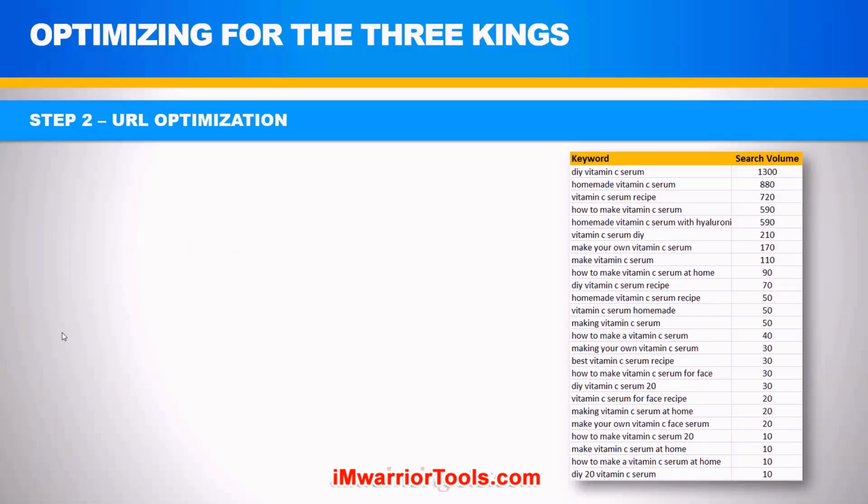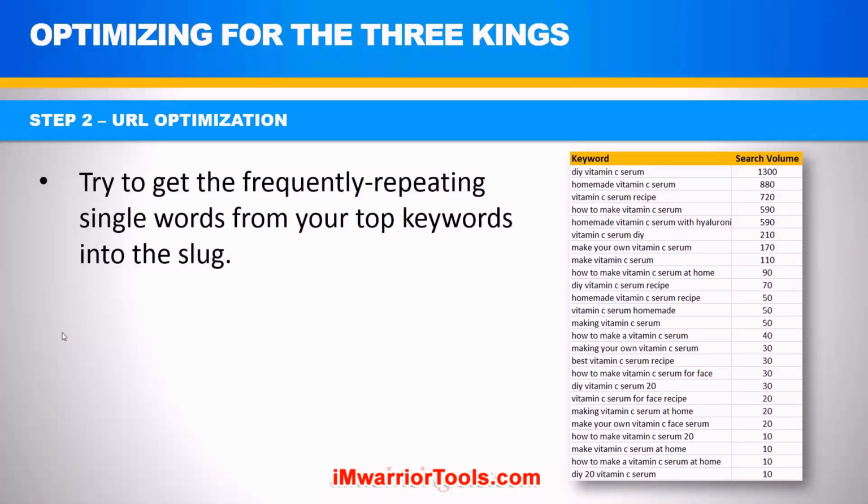Next rule for URL optimization is try to get the frequently repeating single words from your top keywords into the slug. So what do I mean by that? Let's take a look here. Okay, here's by search volume. They're all sorted right here. The single words are DIY, vitamin C, serum, homemade, recipe, how to make, etc. So we're going to look at these single words that are coming up most frequently or with the most search volume. Those are the ones that get the most priority.